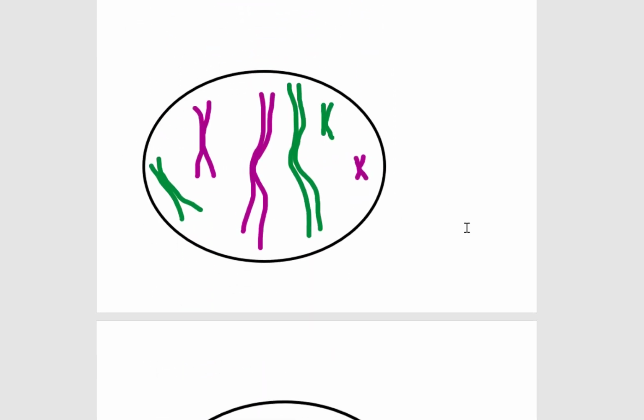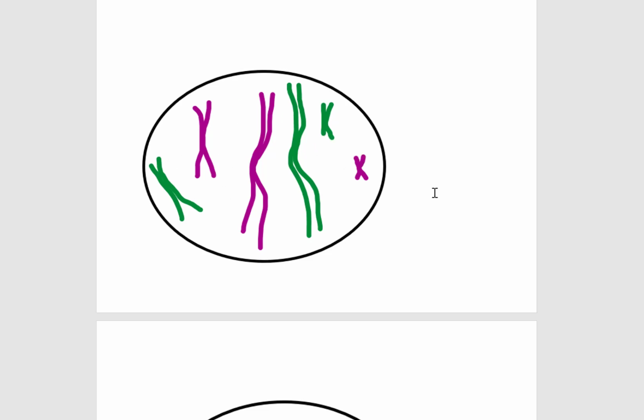All right, this cell, what is the chromosome number? The chromosome number is 6 because there's 1, 2, 3, 4, 5, 6. Is this cell diploid or haploid? This cell is diploid because it has homologous pairs. There are 2 long, 2 medium, and 2 short chromosomes. So it's diploid. There are homologous pairs.